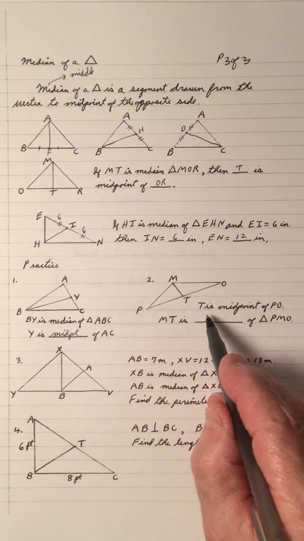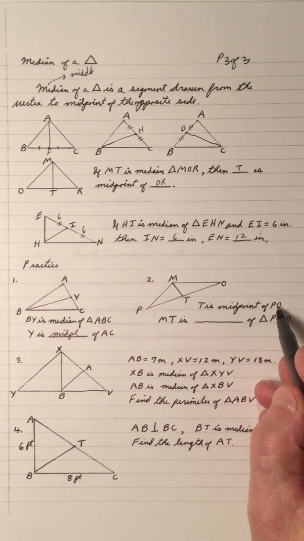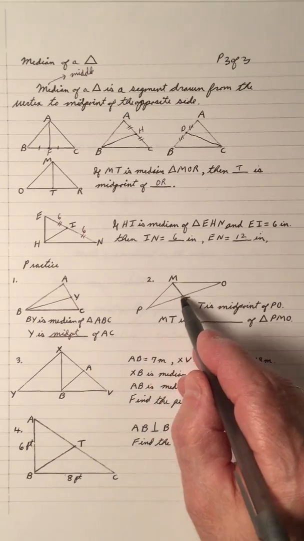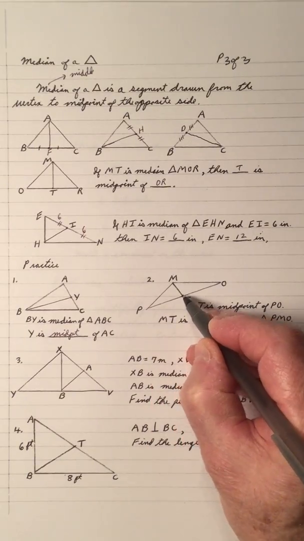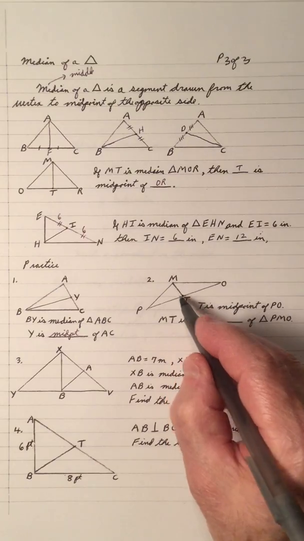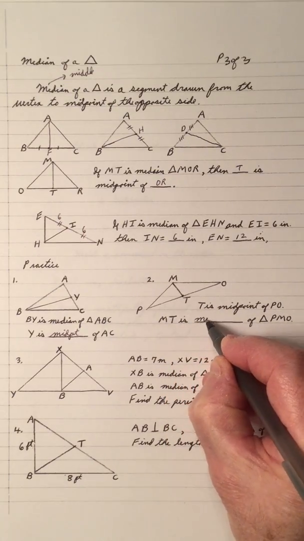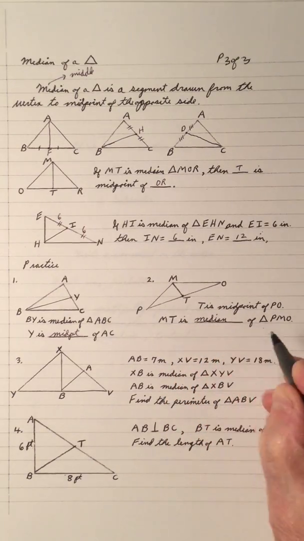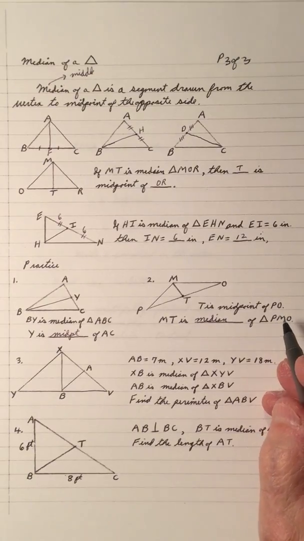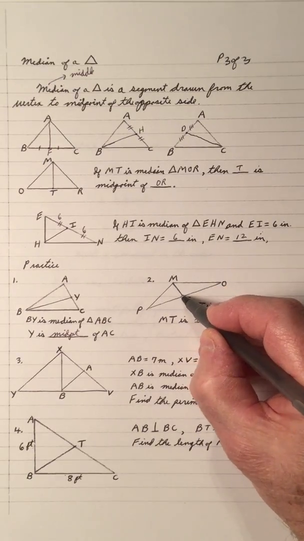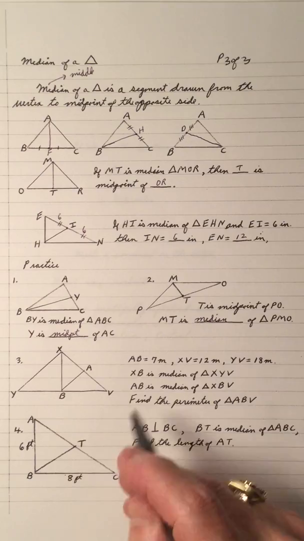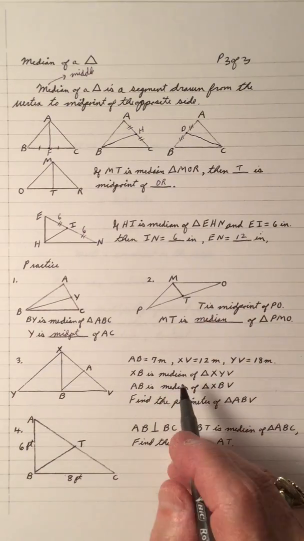Number 2, if T is the midpoint of PO, that means that TM is the median of the triangle. Because what's a median? It's drawn from a vertex to the midpoint of the opposite side. So that's switching it around.